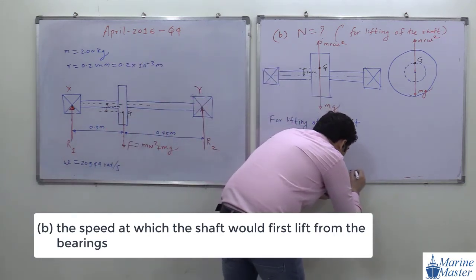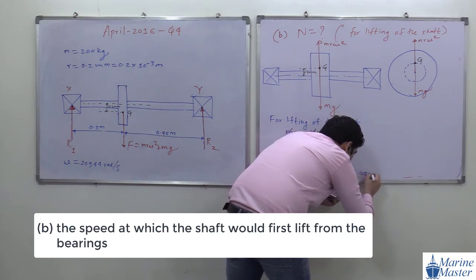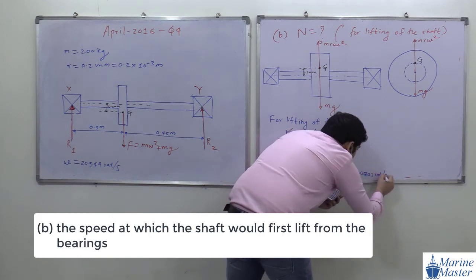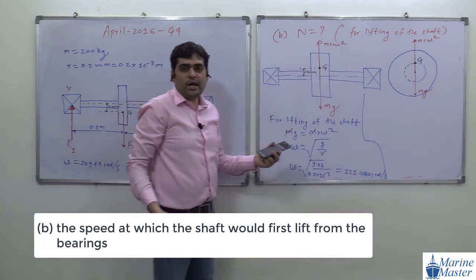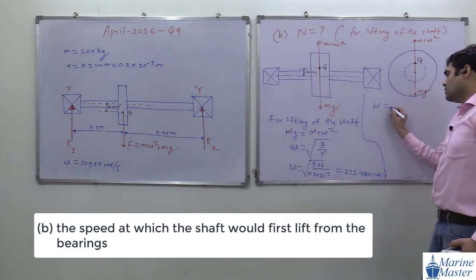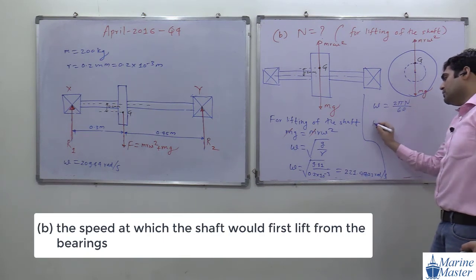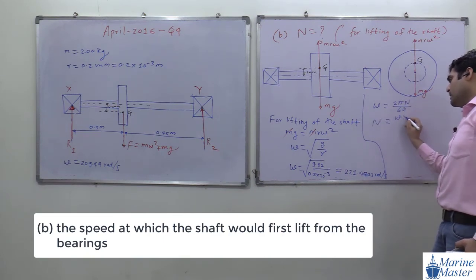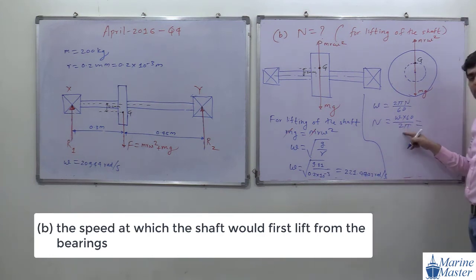Omega is 221.47 radian per second. So we got omega. From omega we will get the value of N, and omega is equal to 2 pi N by 60. So N will be equal to omega into 60 divided by 2 pi. Any doubt in this discussion?